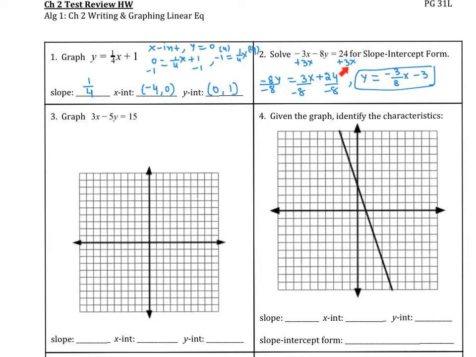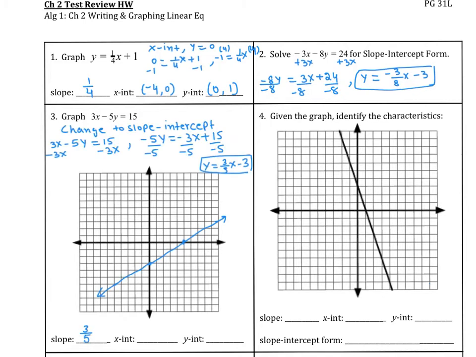To solve this equation, you're going to isolate the y. So plus 3x on both sides, and then you're going to divide by negative 8. So y is going to be negative 3 over 8 x plus or minus 3, because 24 divided by negative 8 is negative 3.